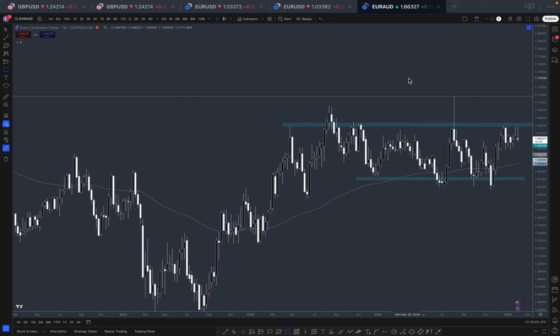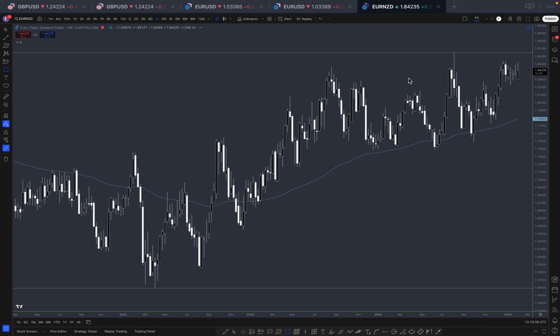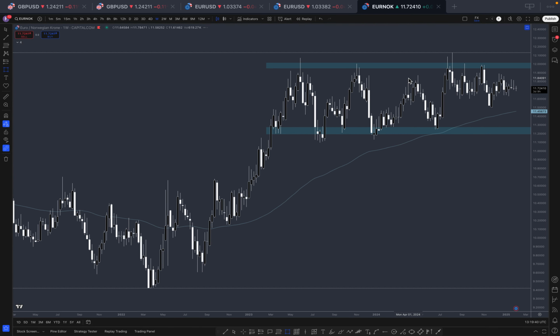Especially the ones that just take off from the bat, and that's a bit of a shame. But we should be good if we just prioritize looking at instruments that center around Europe. So yeah, same thing here: Euro Norwegian krone.